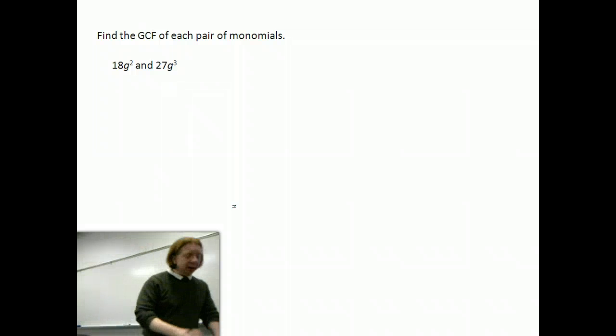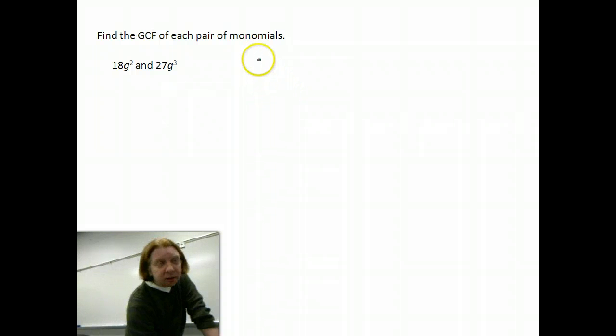All right, take a look at these guys. 18g squared, 27g to the third. Looking for the greatest common factors. Same strategy applies. Ladies, so 18g squared.